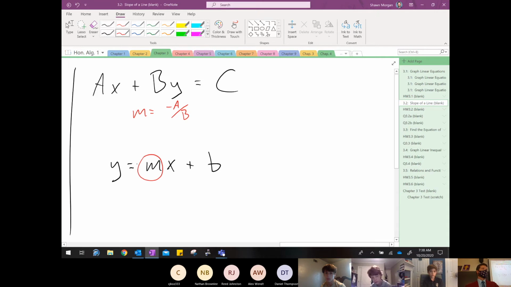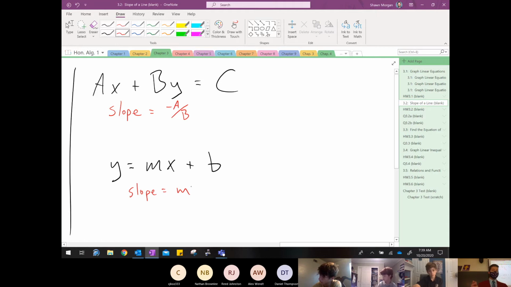Slope is just m. Whatever the coefficient in front of x is, that's your slope. Okay, and in fact, I probably should do a better job. I'll write the word out, slope. So let's say slope equals the opposite of a over b, and down here we'll say slope equals m. All right.